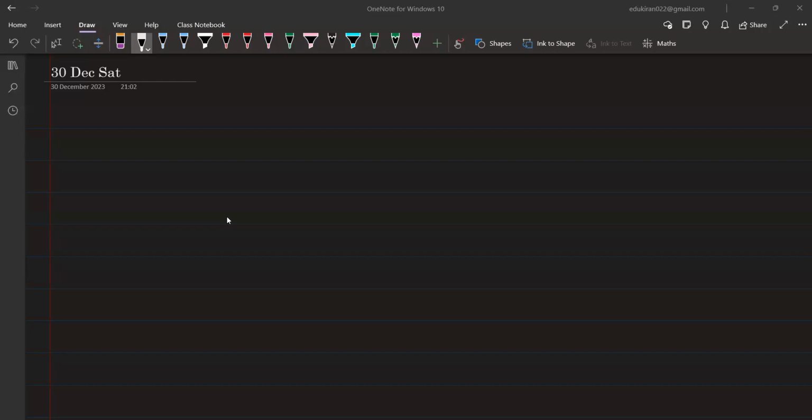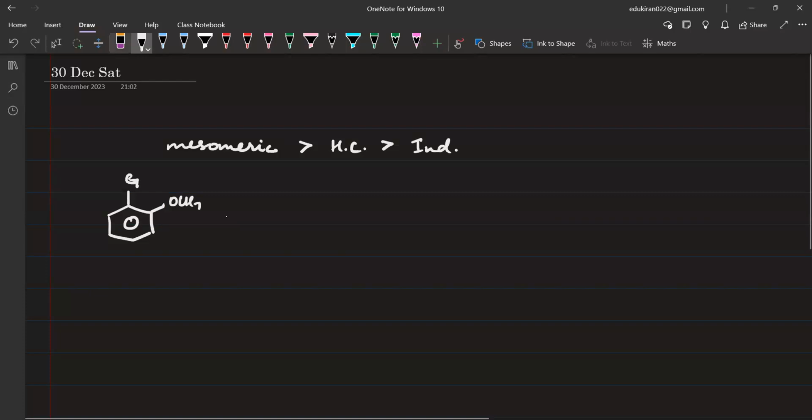Mesomeric effect, ठीक है? This is the strongest, and then we have hyperconjugation, and the weakest effect is inductive effect. Fine. Since we have a benzene ring like this, and let us suppose we have some group here, and then we have some group on this ortho position. ठीक है? OCH3 मान लेते हैं.